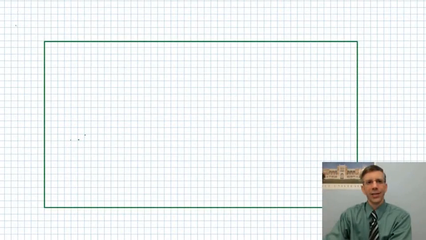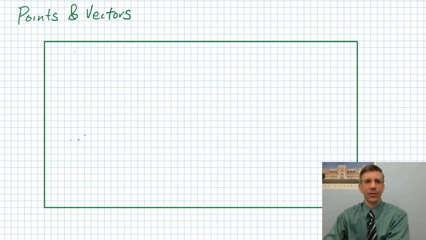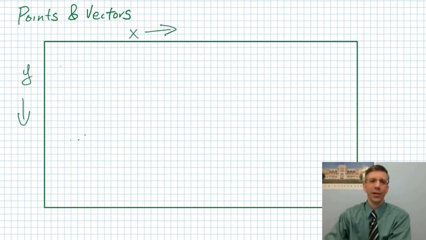Okay, so I actually snuck in some discussion of points and vectors in that last program, and I want to step back and talk about them explicitly. So here is my drawing area, okay, and I have an x coordinate and a y coordinate. Now I think we understand points. So if I have a point here, this is the point 3, 3, right? It's 3 over in x, 3 down in y.